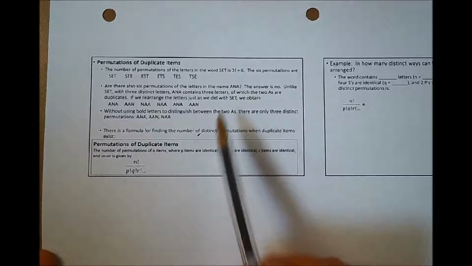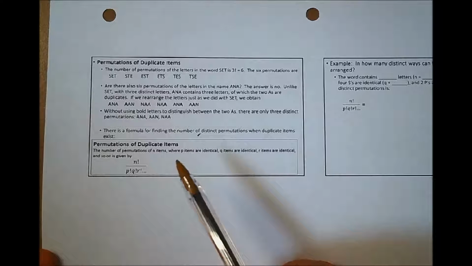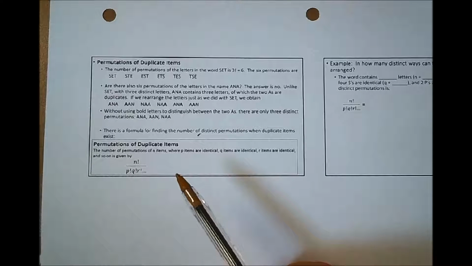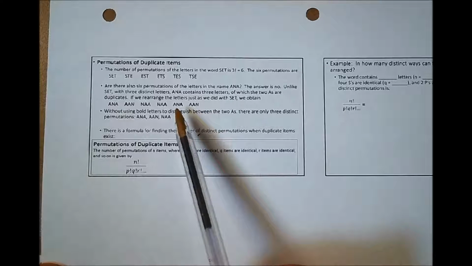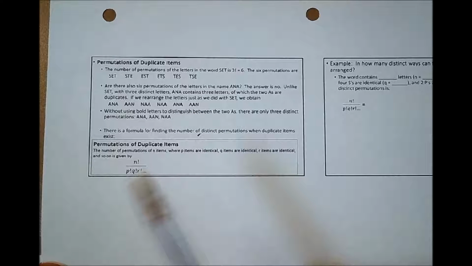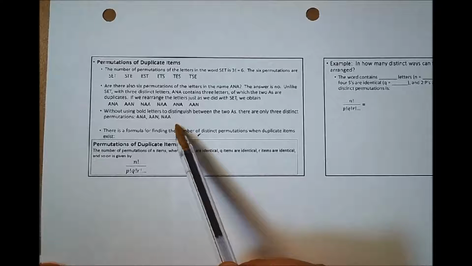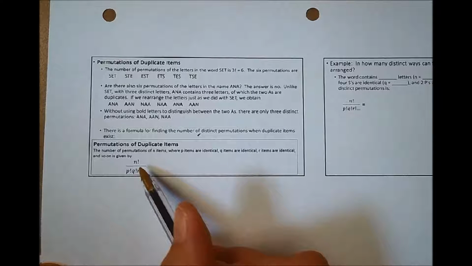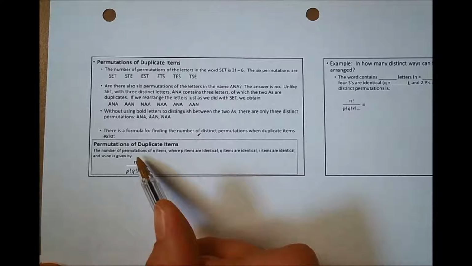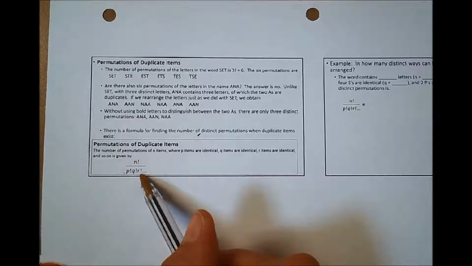The answer is no. Unlike set with 3 distinct letters, Anna contains 4 letters, of which the 2 A's are duplicates. If we arrange the letters just as we did with set, we obtain this. And we've got some bold letters in there to distinguish the 2 A's. Without using the bold letters to distinguish the 2 A's, there are only 3 distinct permutations right here. There is a formula for finding the number of distinct permutations when duplicate items exist, and it's right here. So you just take your number of letters and then divide by all the duplicates.